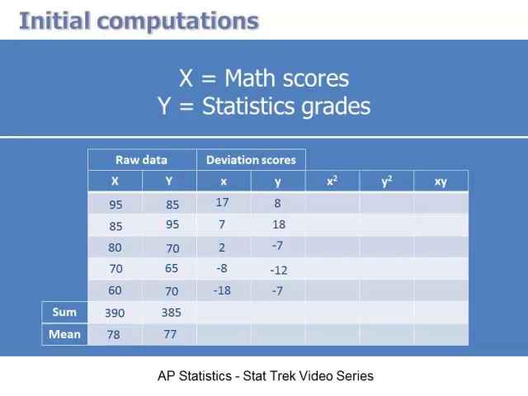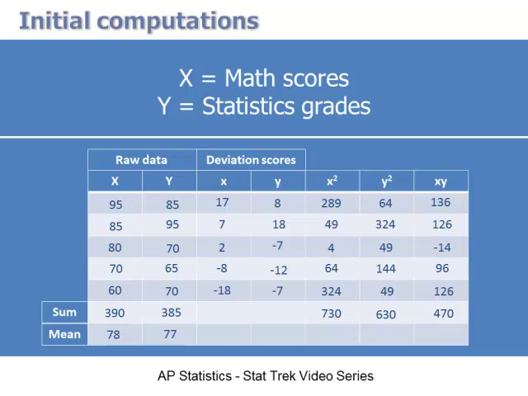Then we find the square of the deviation scores. For variable x, 17 squared is 289, 7 squared is 49, and so on. We do the same for variable y. And then we compute the cross products of the deviation scores. 17 times 8 is 136. 7 times 18 is 126, etc. And finally, all that is left to do is to compute the sum of the last 3 columns. The sum of the x squared column is 730. The sum of y squared is 630. The sum of cross products is 470.